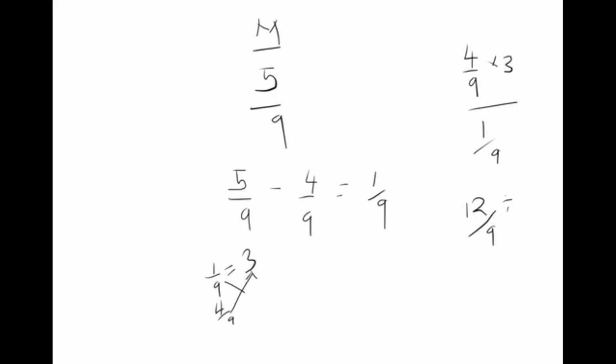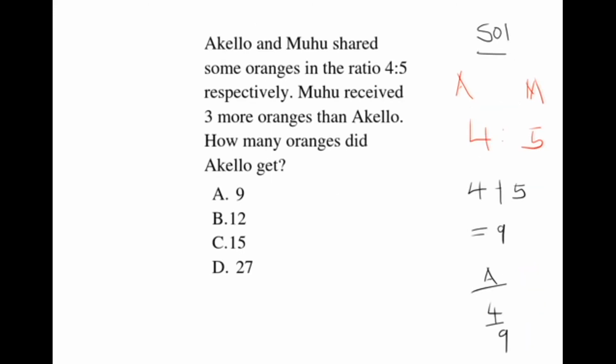Divide by 1 over 9. We have 12 over 9. We change this division sign to multiplication sign. Then get the reciprocal of 1 over 9, which will be 9 over 1. Then we simplify by 9, 1 by 9, 1. Therefore, Okello had 12 shillings. Therefore, our correct choice is B, 12.